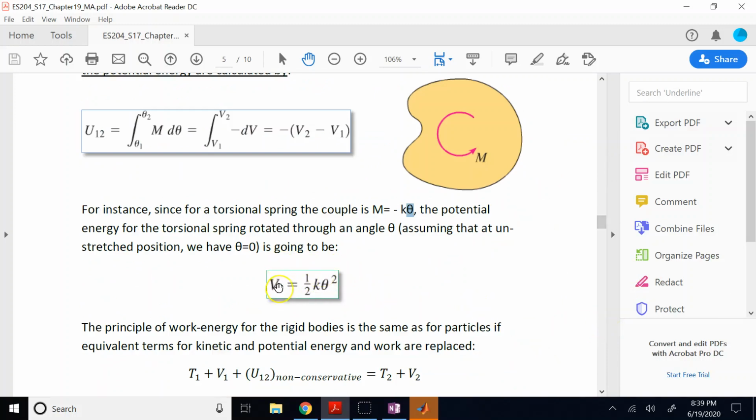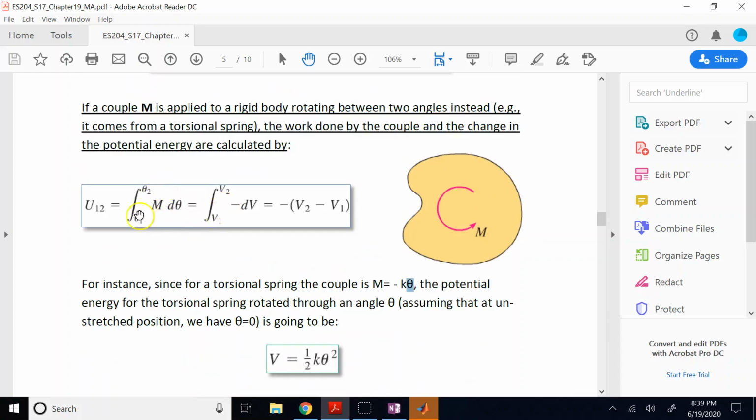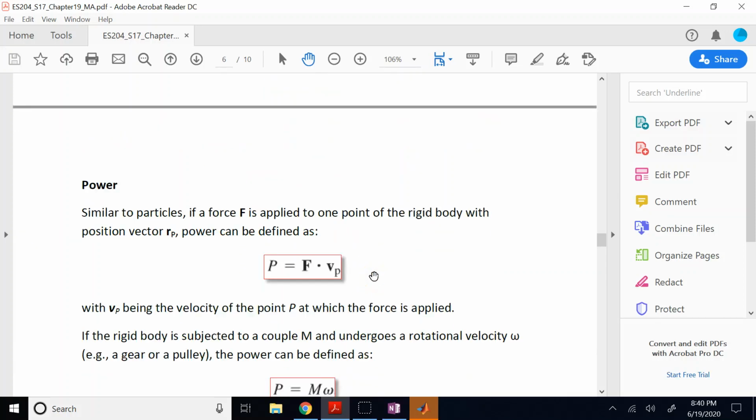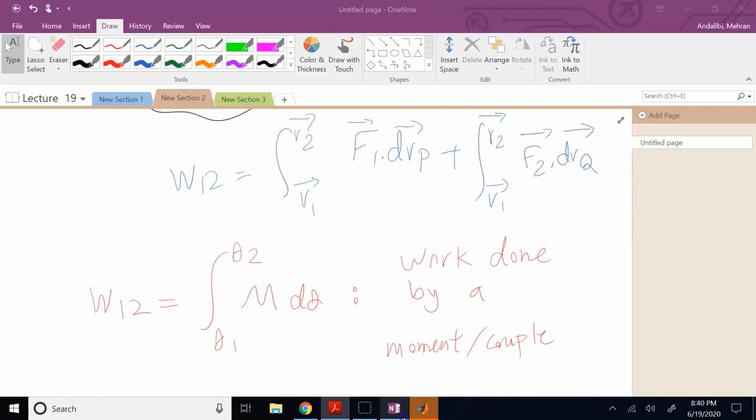So this is the potential energy for the torsional spring that I mentioned, and this is the work done by a moment or couple. I also mentioned that the principle of work energy is the same here. You can write it as total mechanical energy 2 minus total mechanical energy 1 is the work done by non-conservatives, and if the non-conservatives are 0, then the total mechanical energy, which remember was the sum of potential and kinetic, in position 1 is equal to that in position 2. In other words, it's conserved, right?